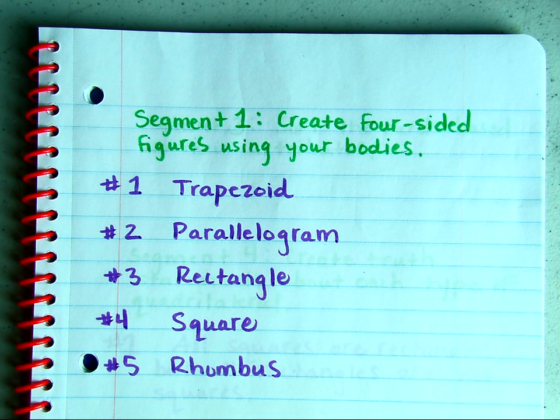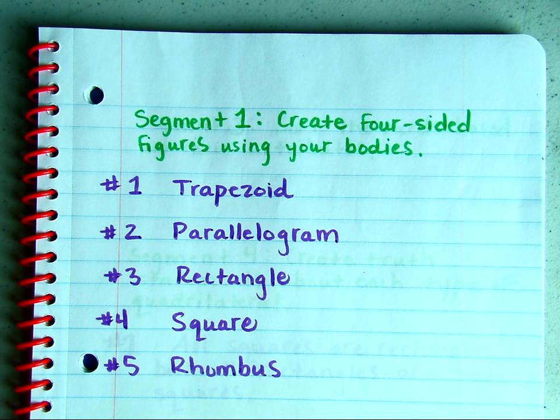Okay, the fourth shape I want you to build with your bodies is a square. Go. Okay, hopefully you discovered that a square also has 2 sets of parallel lines like a parallelogram. It also has 4 right angles, and it also has 4 equal sides.